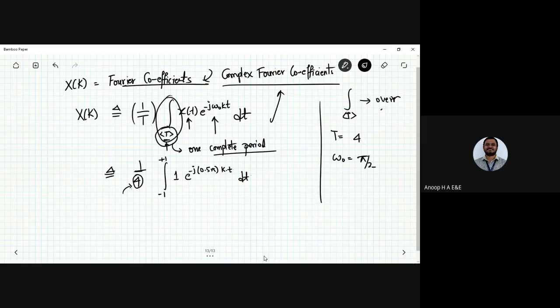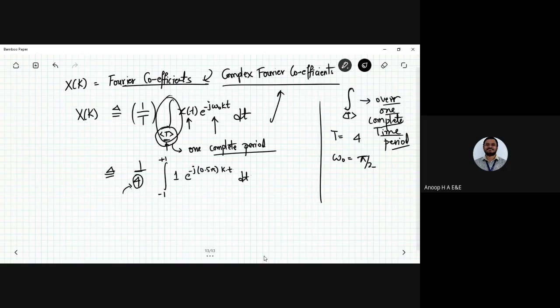Over one complete time period. Okay, so this is what it is representing, and this integral is over one complete time period. So why did I write it as -1 to +1? Both the amplitudes were said to be equal to 0 there. So the amplitude which had a non-zero value, I can generally say from -1 to +1, its value is equal to unity.